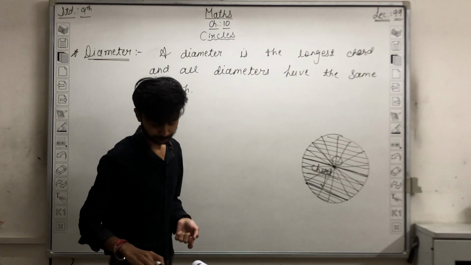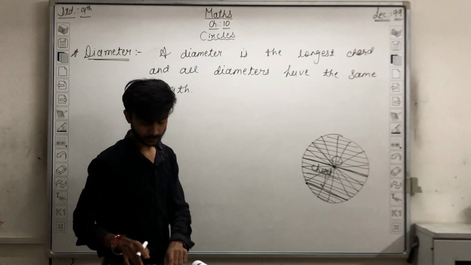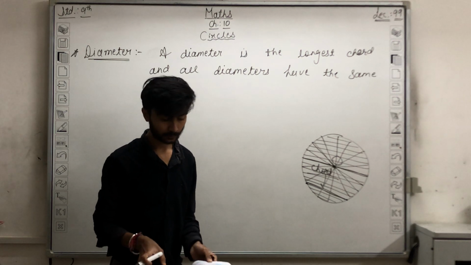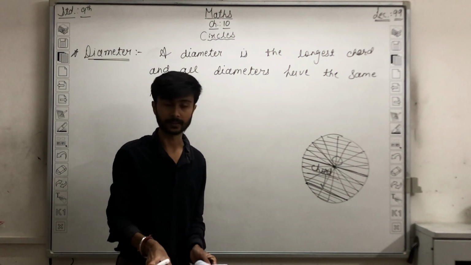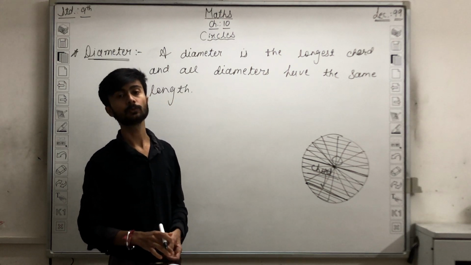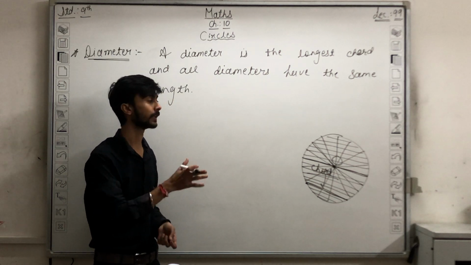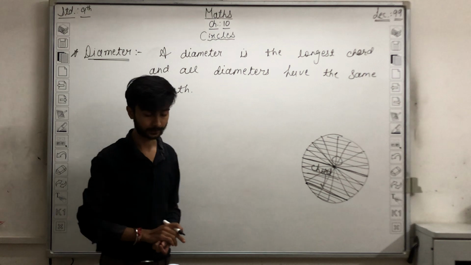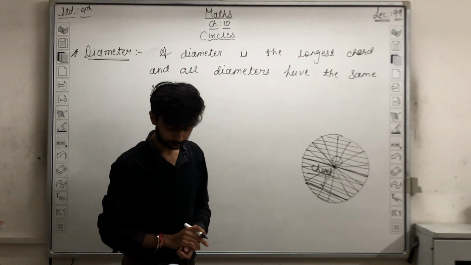Now, the diameter is equal to 2 times the radius, as I said. 2r, that is, 2 into radius equals the diameter d.